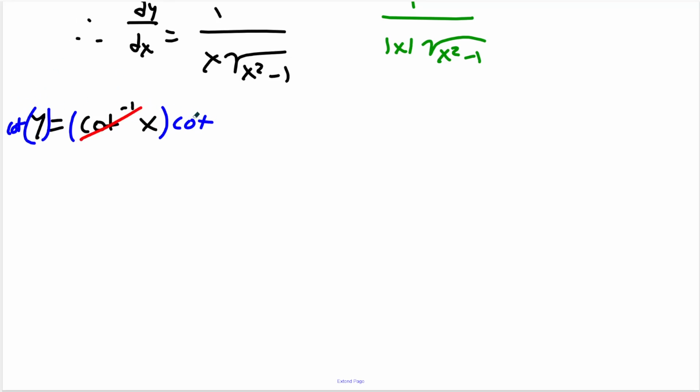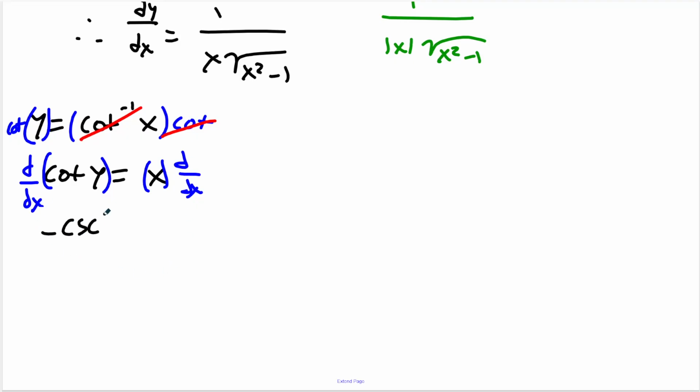These two will cancel, and we get cotangent y equals x. Okay, now we take the derivative with respect to x of both sides, and we get, again, the cotangent derivative. You should know this. Watch the previous video if you don't. Negative cosecant squared of y times dy dx equals 1.